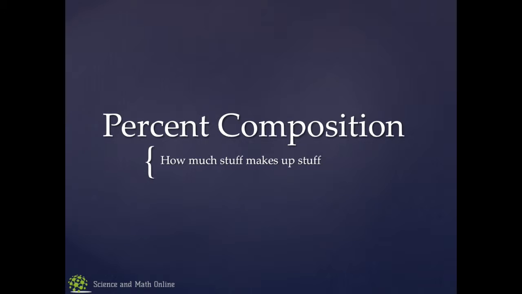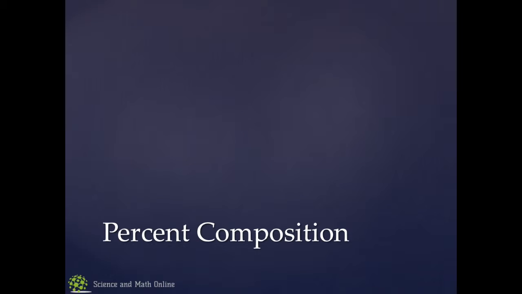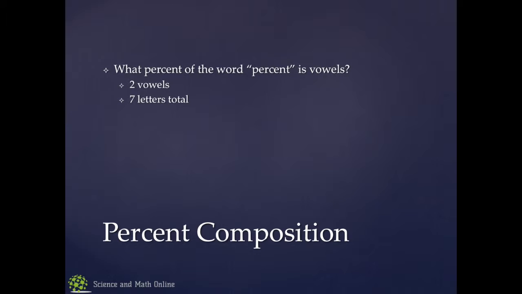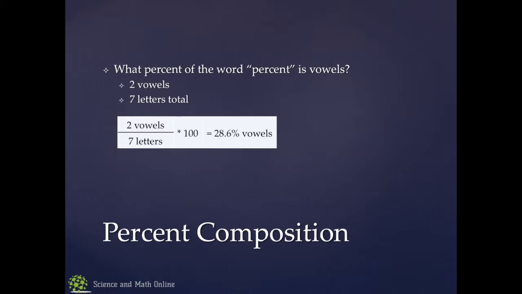All right, within this unit, we need to also talk about percent composition. And percent composition is pretty straightforward and simple. For example, if I said, what percent of the word percent is vowels? Now you could probably figure that out, that there's 2 vowels and there's 7 letters total. So 2 vowels over 7 times 100 gives you 28.6% vowels.